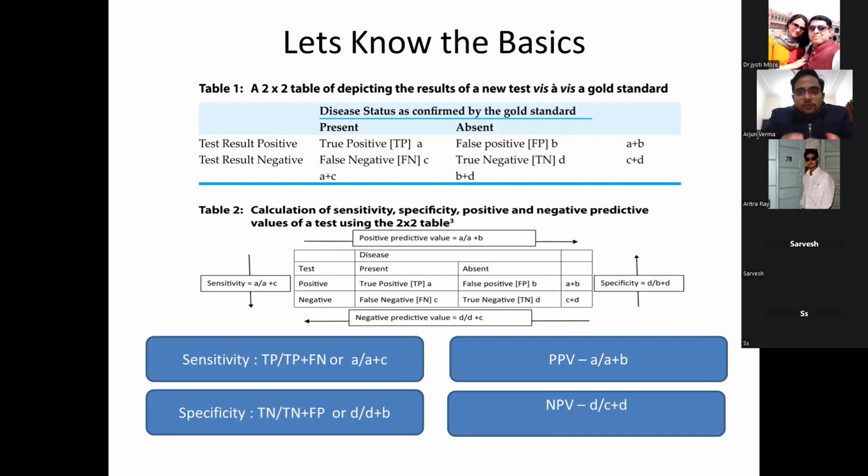Yeah. So all of us are very well aware of this table. We have seen it in our MBBS, we have seen it in the MD. What is this 2 by 2 contingency table? Here on the column side, there's disease present or absent, and on the row side, it is the test results positive or negative. So we all know what is true positive, false positive, false negative, true negative. Sensitivity is nothing but true positive with the denominator of true positive plus false negative. Specificity is true negative divided by true negative plus false positive. Positive predictive value is basically true positive divided by true positive plus false positive. And negative predictive value would be true negative divided by true negative plus false negative.